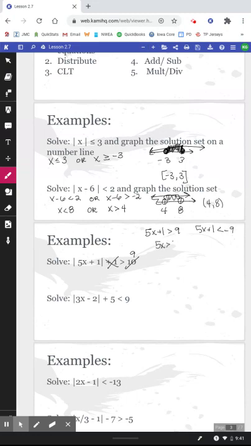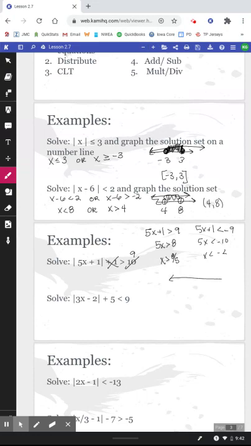Subtract 1 from both sides, which would give me 8. Divide by 5 on each side, which I'll just leave as 8/5. Subtract 1 from both sides over here, which would be negative 10. And then divide by 5 on each side, which would be negative 2.